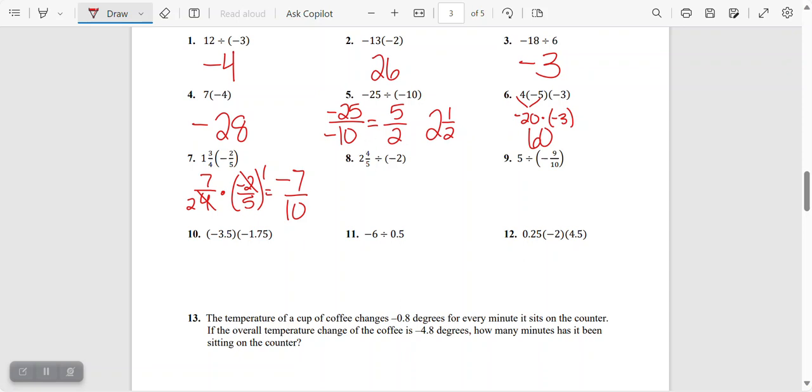This one's division. So notice division and multiplication are kind of all mixed up. I'm going to keep, change, flip here. So 14/5 times -1/2. I can cross cancel here. Positive times a negative again is a negative, so -7/5 or -1 2/5.